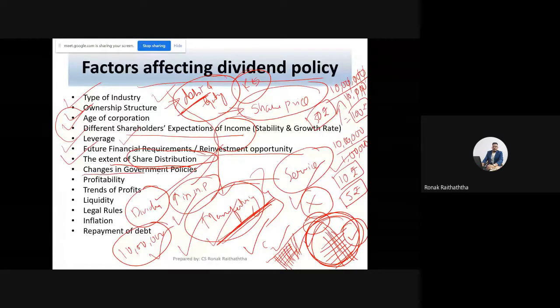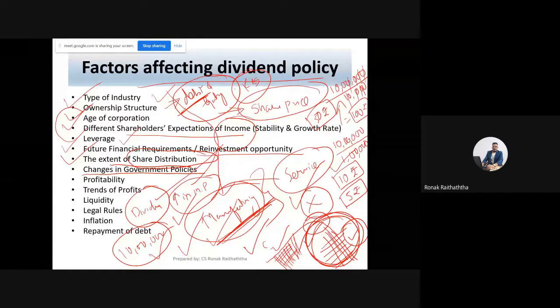Changes in government policies. I have stated this to you repetitively. Earlier, there was a dividend distribution tax. That means the companies distributing the dividend were supposed to pay the tax on it. It was exempted in the hands of shareholders if it was less than 10 lakh rupees. Now, from the last budget, this dividend distribution tax was completely eliminated. Now, companies won't have to pay the tax on it.